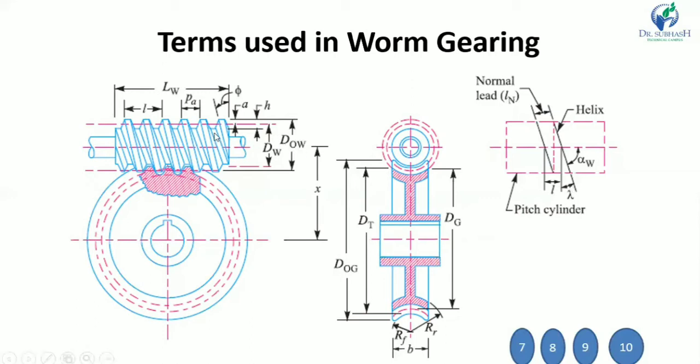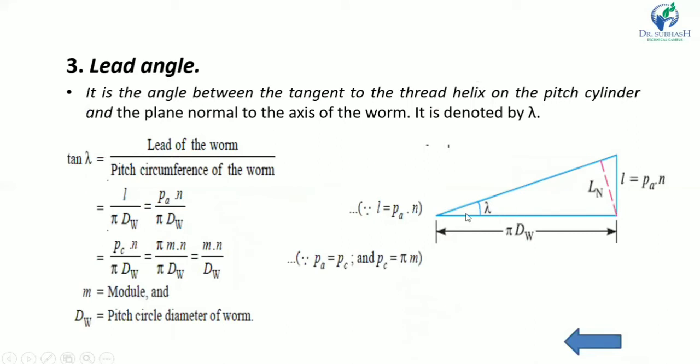Now here, if we develop one thread, or unwind one thread, then you can see it will be a right angle triangle. If we develop one thread, then the height of this triangle is equal to the lead, and this is the circumference of that thread. So it is equal to pi dw, and here this is the normal lead Ln. So this angle will be lambda, and it is known as the lead angle.